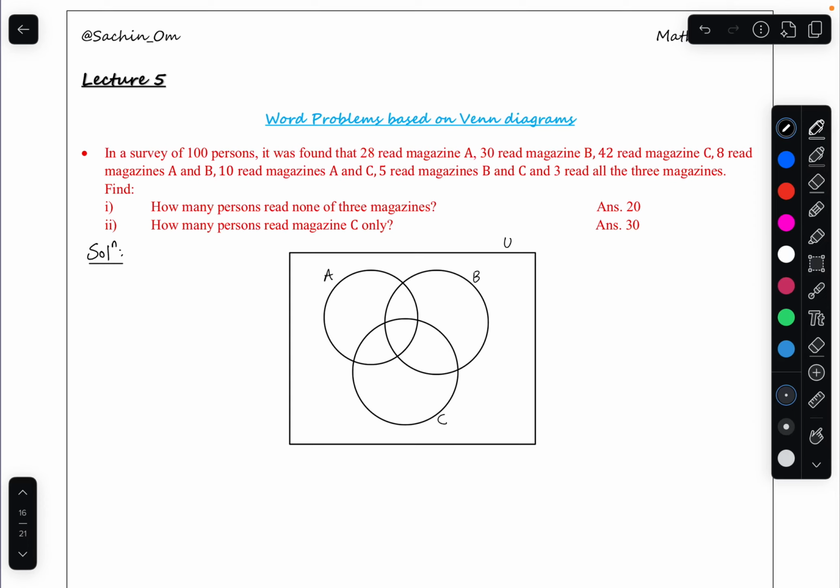Hello everyone. In the last lecture, we had talked about subsets and we had seen two relations. So here are some questions based on those two relations.